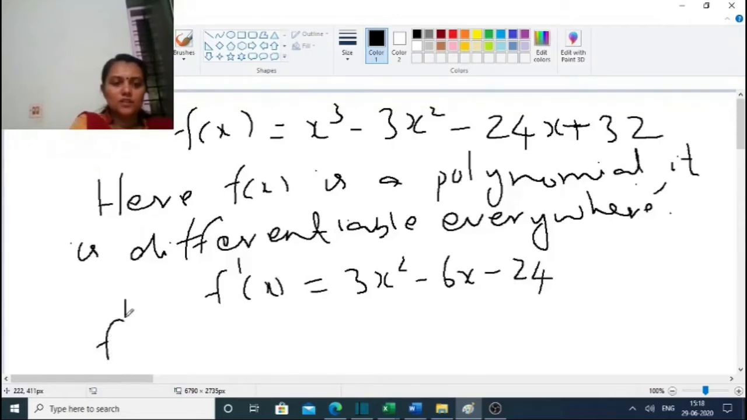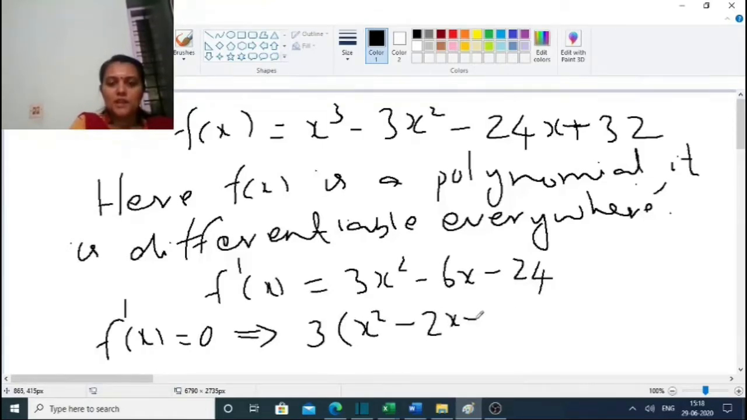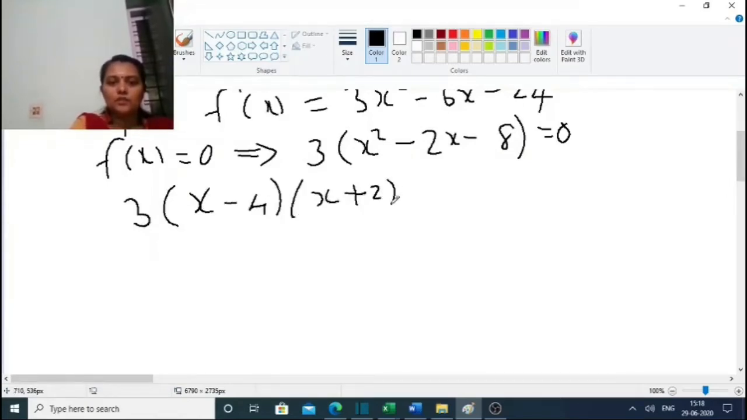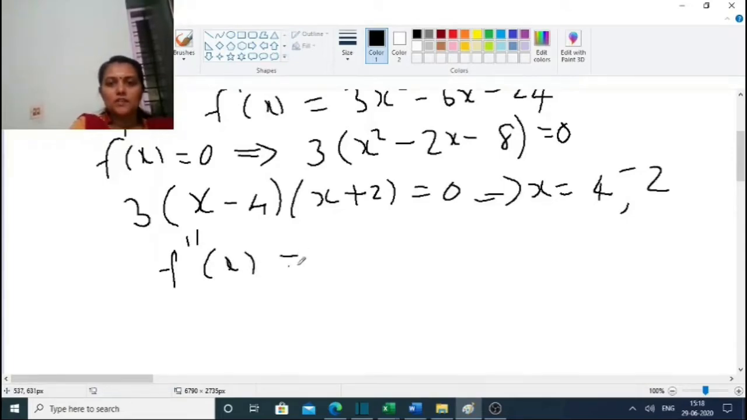f dash x equal to 0 implies 3 into x square minus 2x minus 8 equal to 0. Sum is equal to minus 2 and product equal to minus 8, which is minus 4 and plus 2, so x equal to 4 and minus 2. Now we have to find the second derivative f double dash x. The derivative of 3x square is 6x, minus the derivative of 6x, which is 6.